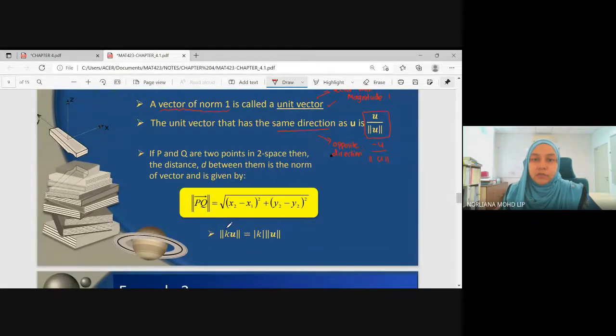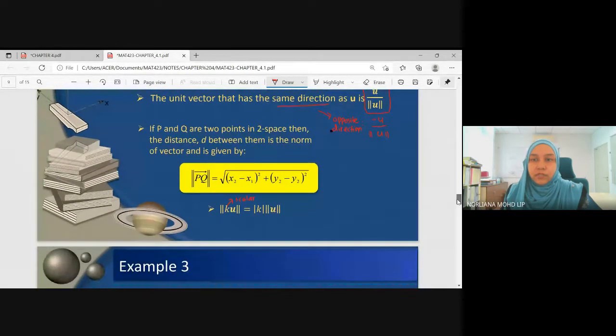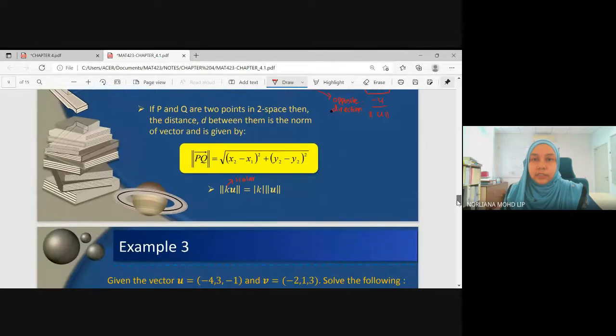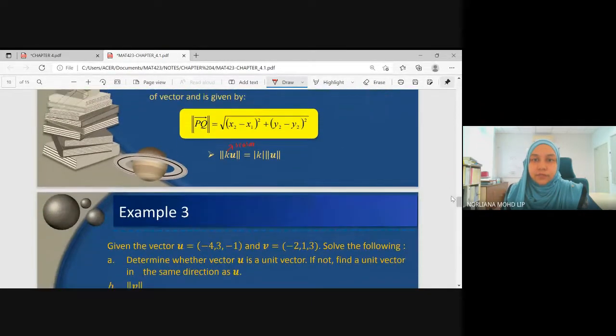Okay, this one is for scalar. To find the magnitude of ku, where k is a scalar, it is equal to the absolute value of k, the scalar, times the magnitude of u. Always a positive value. The length is always positive. That's why we use the modulus.